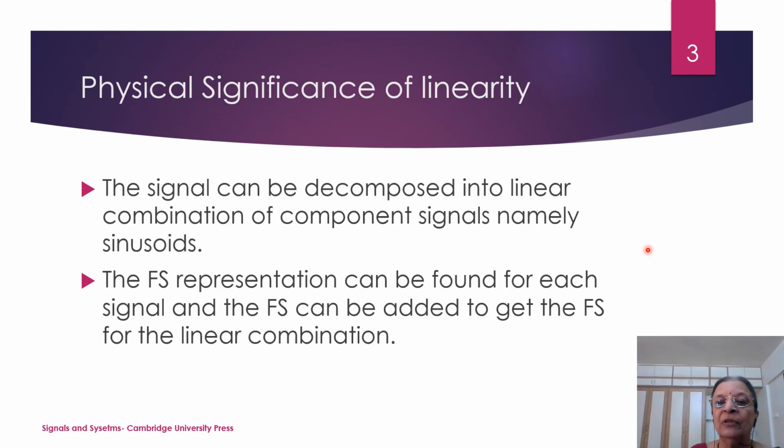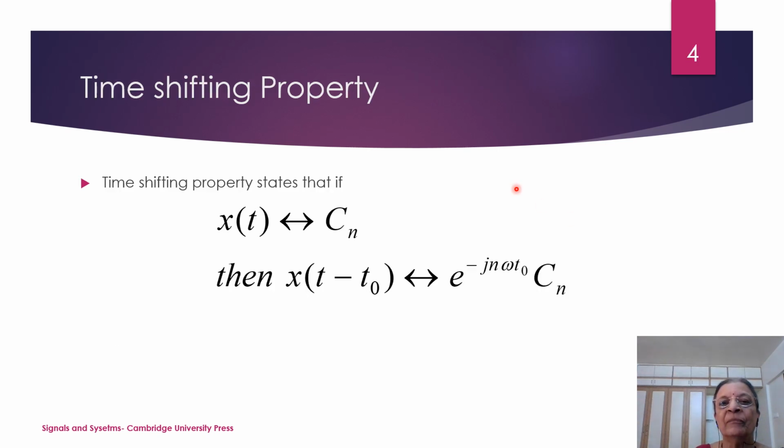Physical significance of linearity. Suppose we have two different templates, two different signals. One signal can be decomposed as a linear combination of component signals, namely the sinusoids. Now Fourier series representation can be found for each signal and then we can add up the Fourier series to get the Fourier series for the linear combination. So this is linearity. We already know the meaning of linearity.